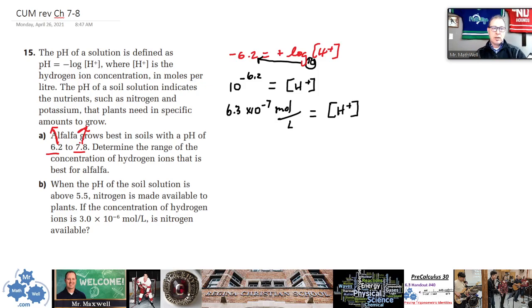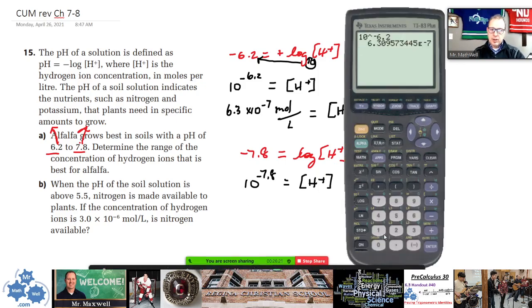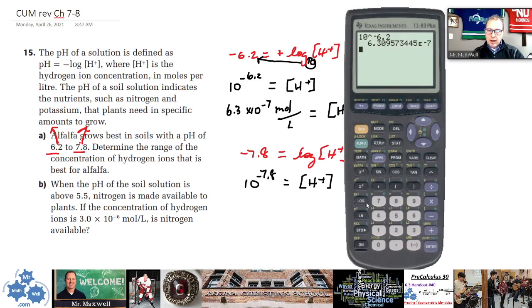Let's look at the other one. So we'll go now negative 7.8, right, equals log of H+. And to rewrite that into an exponential statement, we'll go 10 to the negative 7.8 equals hydrogen ion concentration. So what's that on our calculator? And you know what? You can use this 10 to the power of the inverse there. I would encourage that. A little simpler, perhaps. And we'll go with negative 7.8. And that is going to be 1.58 times 10 to the negative 8.